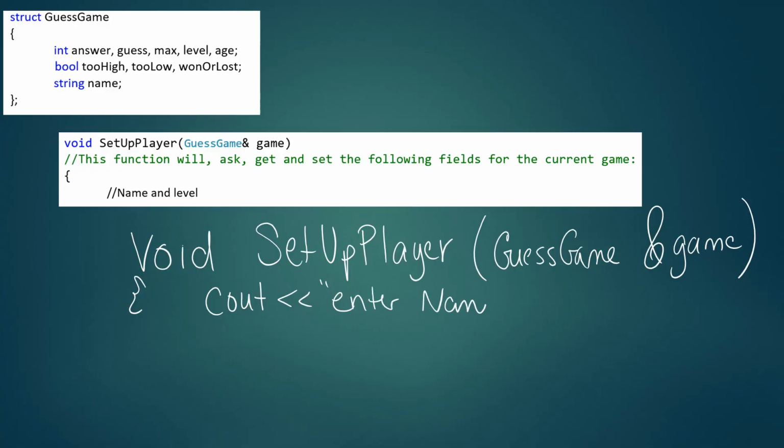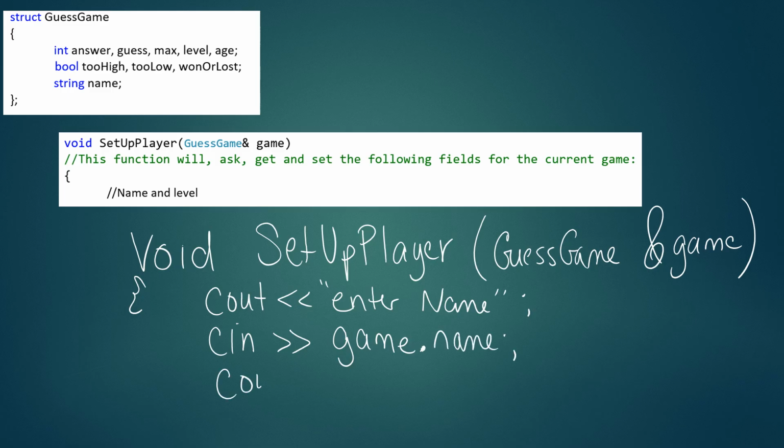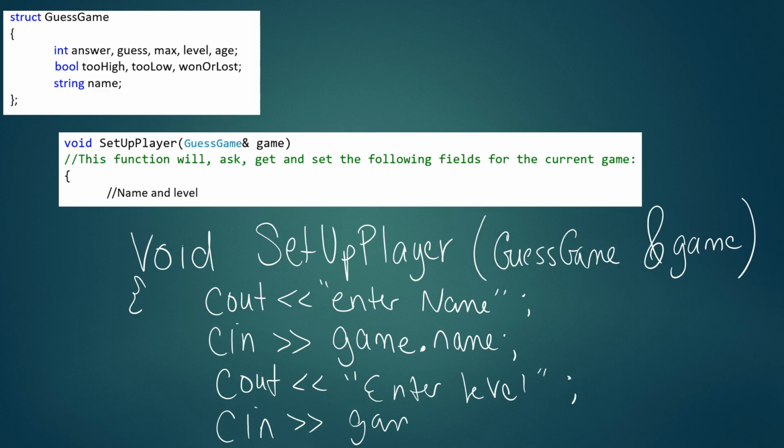name. Then you're going to get the name from the user. It's going to go into game.name. And then you're going to ask for the next one, enter the level. And then it's going to read in game.level. So this is setting up a player by getting the user input.